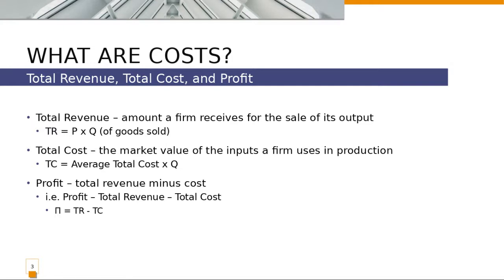Similarly, we have total cost, which is the market value of the inputs a firm uses in production. And total cost in this case equals average total cost times quantity. Now, profit is then determined by the difference between total revenue, i.e. how much a firm made, minus cost, i.e. how much a firm has spent. And we can rewrite this as pi for profit equals total revenue minus total cost.